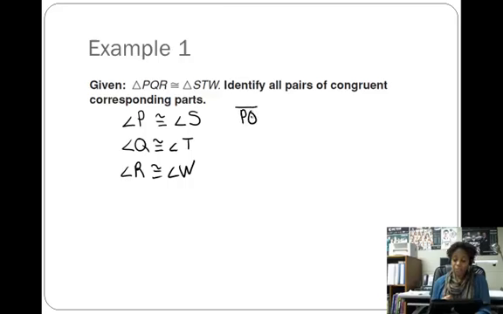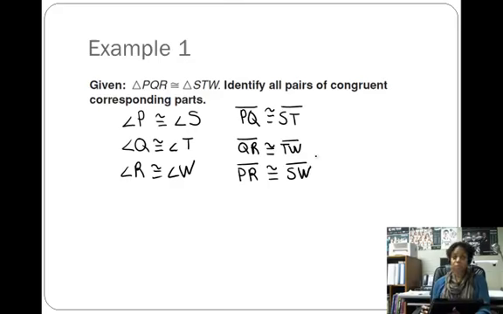side PQ, the first two letters of the first one, is congruent to side or segment ST. Segment QR is going to be congruent to segment TW, and segment PR is going to be congruent to segment SW. So those are all of the congruent sides and congruent angles.